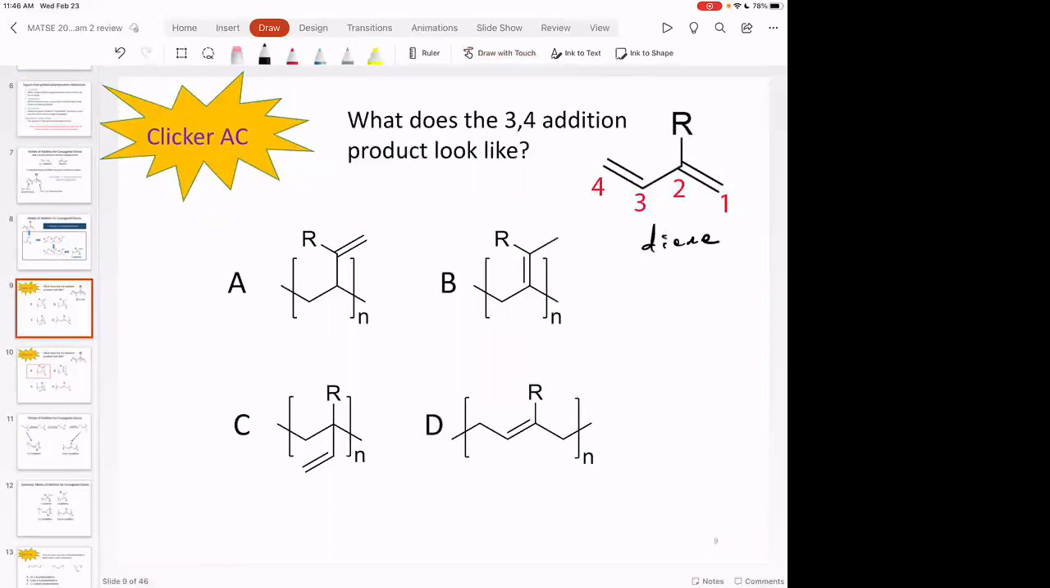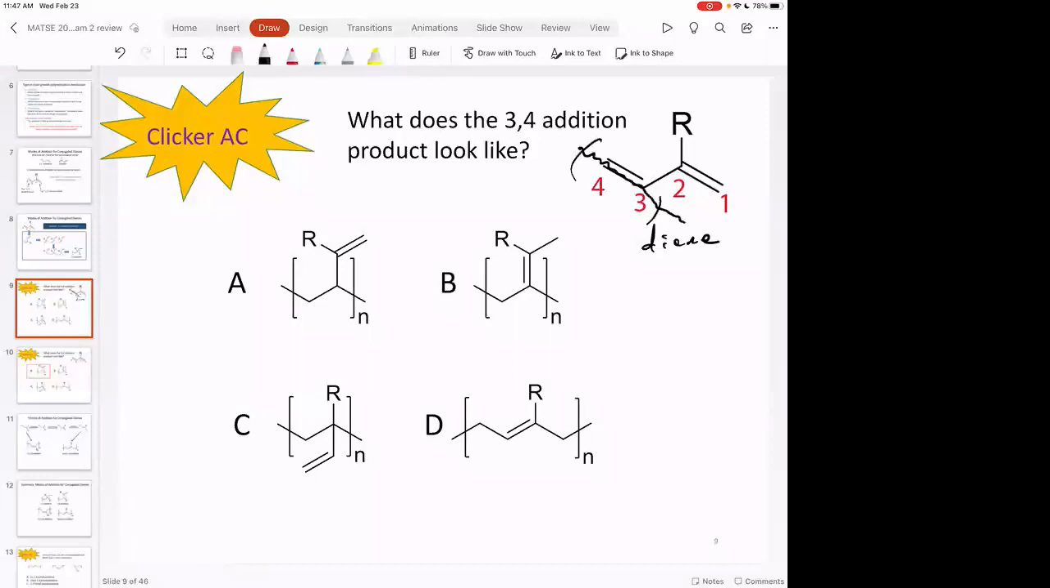And then you have to know, I'm likely not going to number the carbons for you. You have to know how to number this thing. I think we asked this last time. So the question is now, what does the 3,4 addition product look like? The numbers tell you where the polymer chains are. If I put a polymer chain through here, how do I find the right structure?